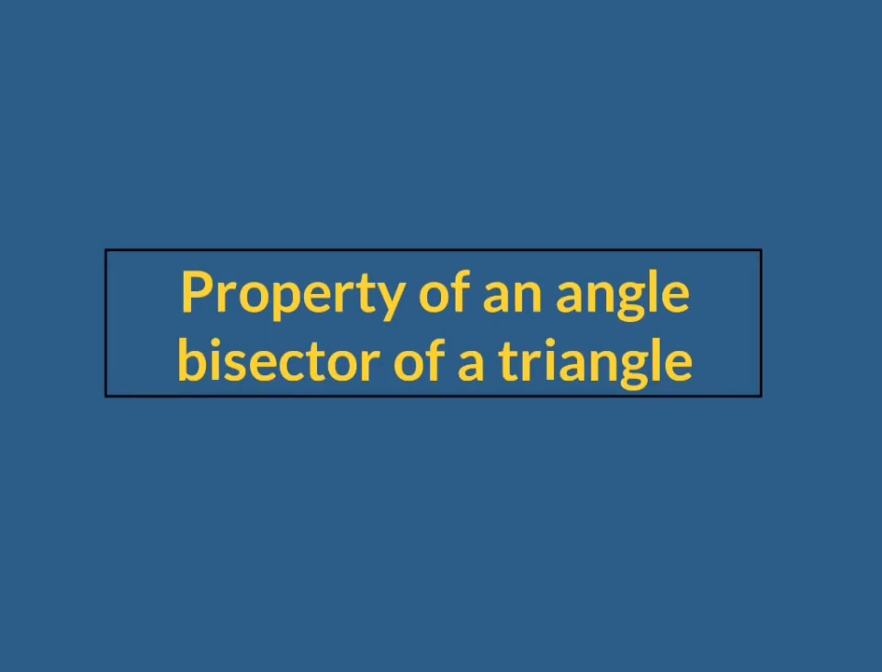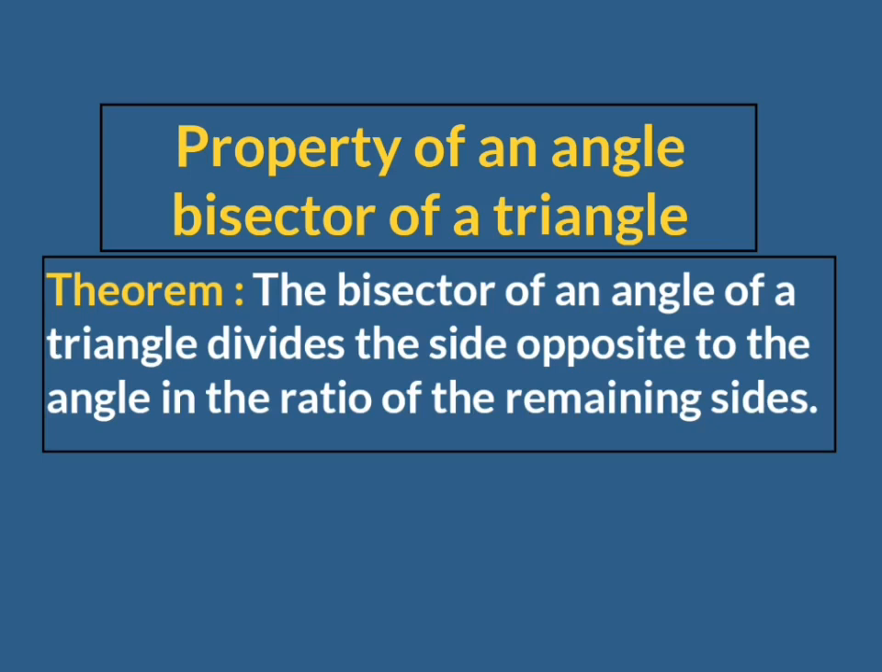We are going to learn the property of an angle bisector of a triangle. The statement of this theorem is: the bisector of an angle of a triangle divides the side opposite to the angle in the ratio of the remaining sides.